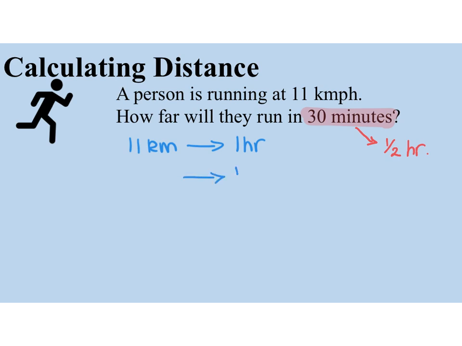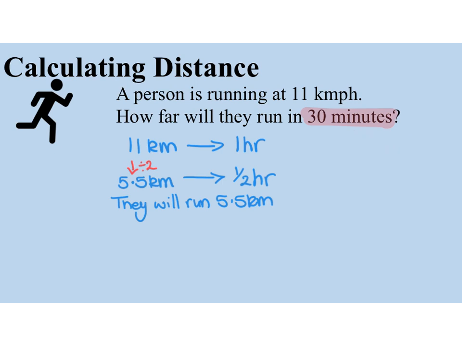1 hour is the same as half an hour. When we're finding half of something, we divide it by 2. 11 shared by 2, again, remember you can use a calculator, that comes out at 5.5 kilometres. How far will they run in 30 minutes? They will run 5.5 kilometres. Now that's one way to do it.